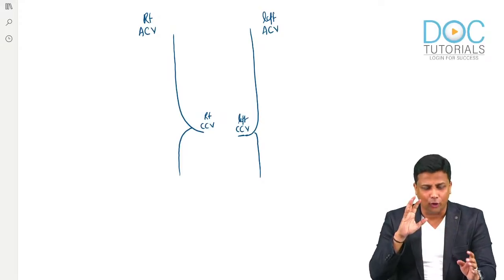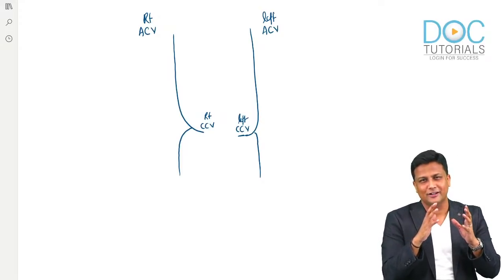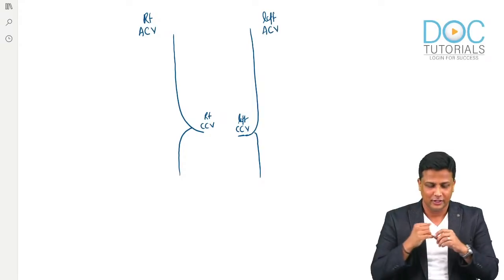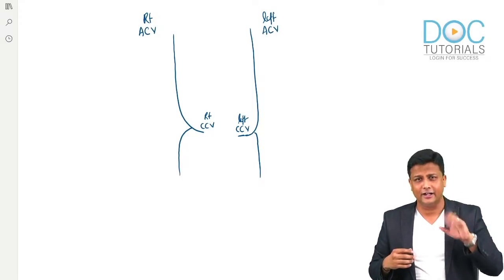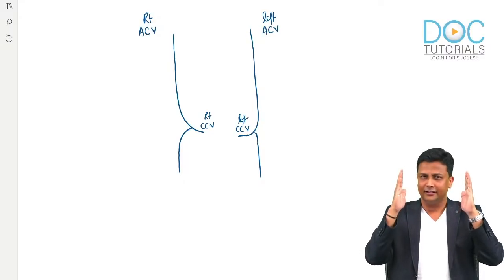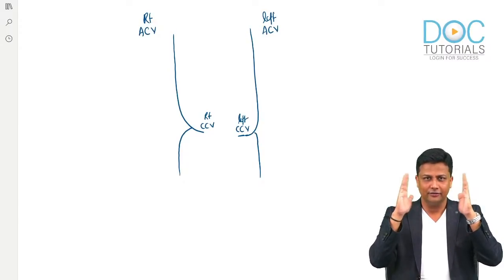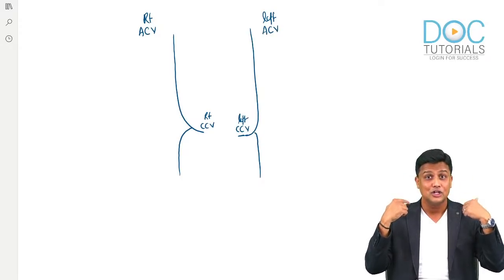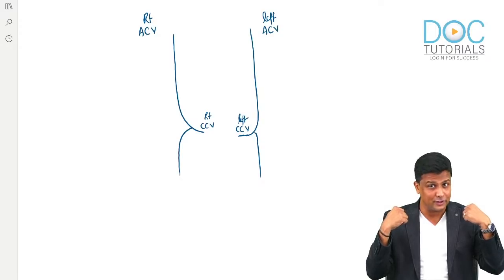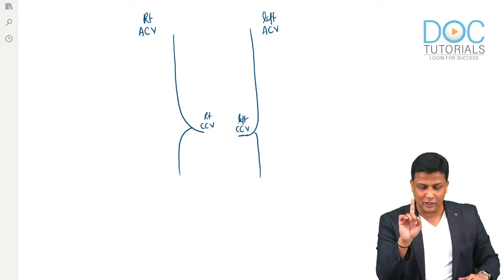Now, I want all of you to just think about this one, guys. Don't wait for me to teach you and then just mug it up. You yourself think right now. Sir is telling that the anterior cardinal vein on both sides, right and left, is the one which is going to form the superior vena cava. But do we have two superior vena cava? Double superior vena cava? No. We have only one.